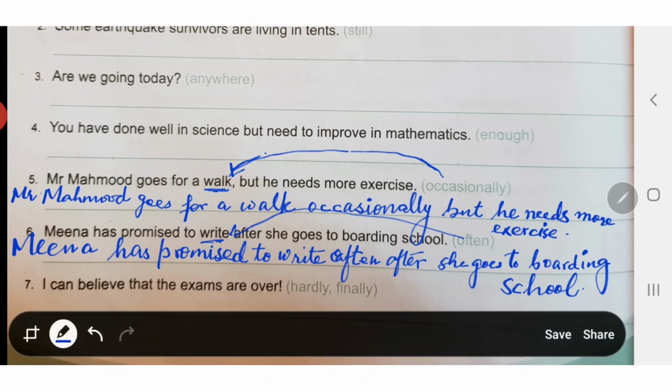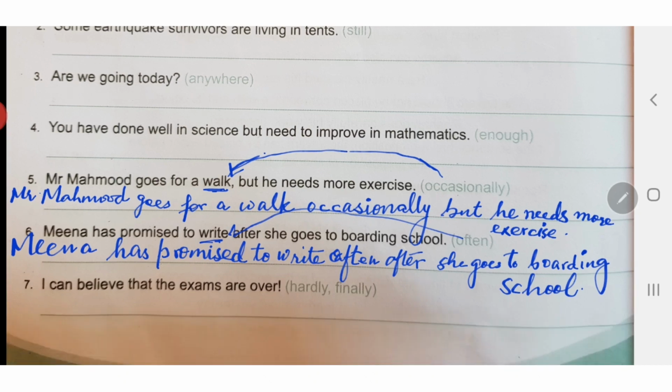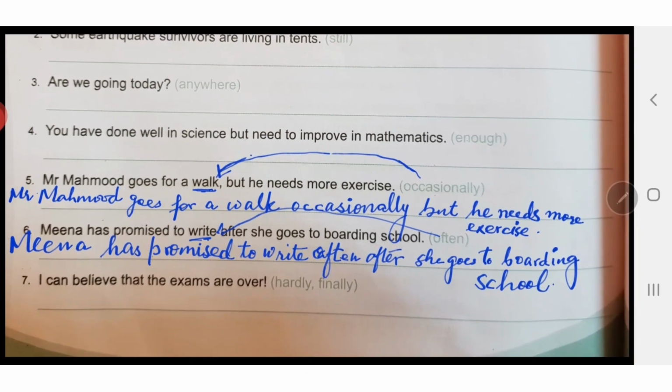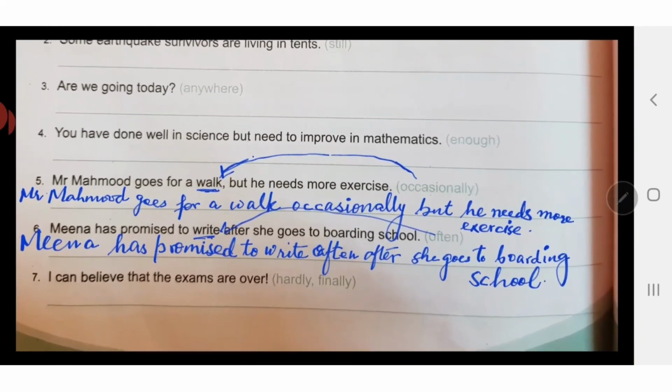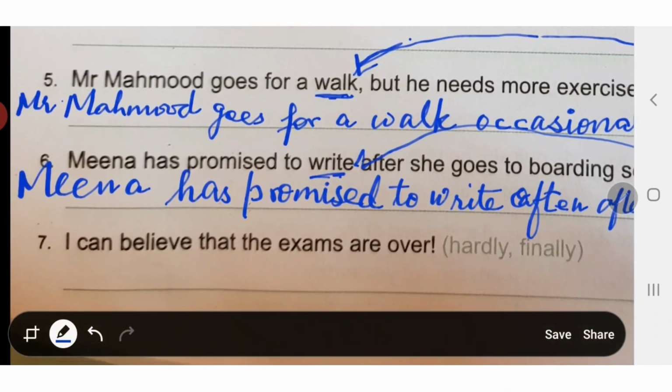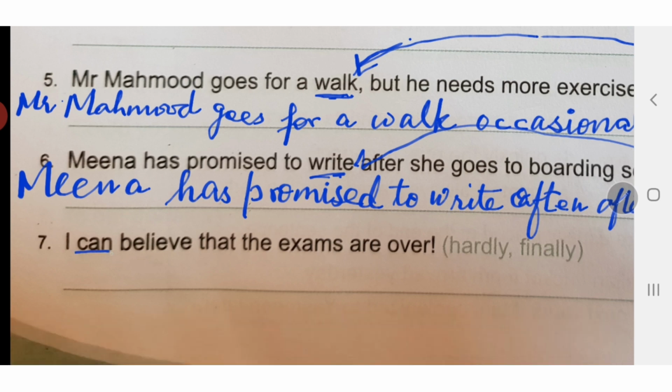Let me read it for you. I can believe that exams are over! Exclamation mark. So this sentence is basically an exclamation. Exclamation means it's an expression. Someone is expressing. And the bracket says hardly, finally. There are 2 options given in the bracket. So students, can anyone tell me which one is the helping verb? Let's pick the helping verb. I can believe that the exams are over. One is hardly and the other one is finally. So the helping verb we will pick is can, okay?